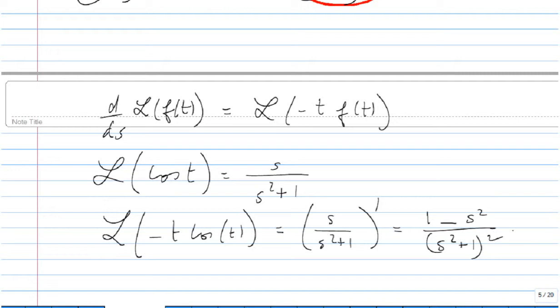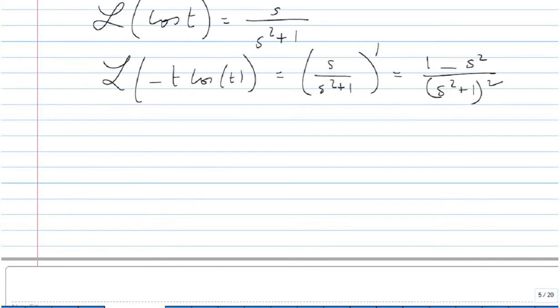Of course, here I didn't put the details of the derivative because this is calculus 1. Anybody can do that. So I need to decompose this a little bit so I can show the 1 over s squared plus 1 squared. Here we have 1 minus s squared. Let me try to get rid of it. So I'm going to have s squared plus 1 minus 1 over s squared plus 1 squared.